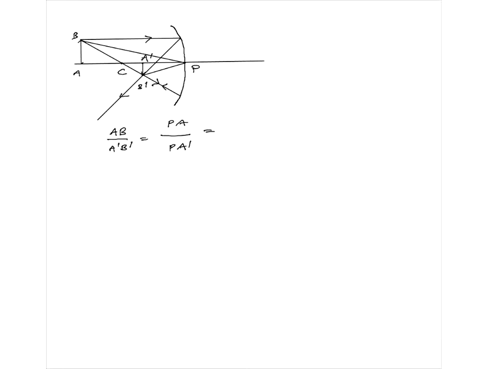PA. Now U, if I want to use, then I know U is negative, but PA is positive, so I must use minus U. Then PA dash, V, but I know V is negative, but PA dash is positive, so I must use minus V. Let me write A dash B dash up, AB down, that is V by U.